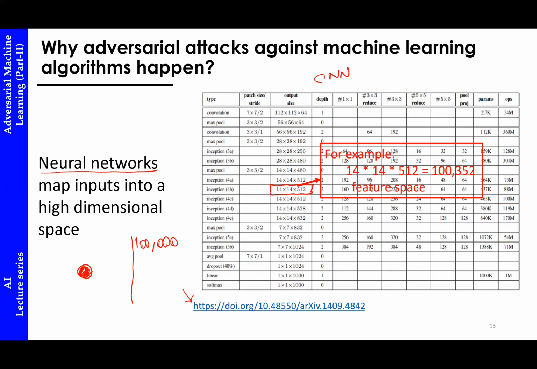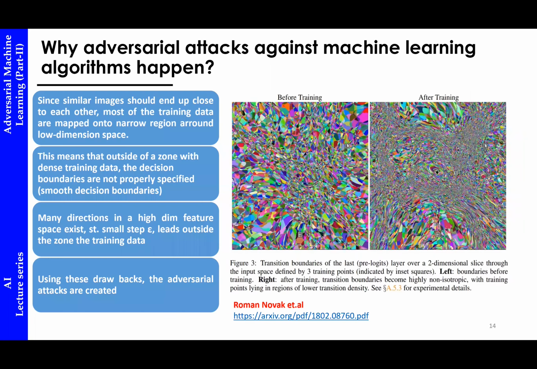Imagine, usually in the usual cases, we have more than one data. Let's say we have thousands of input data. By adding more input data, we will have more dimensions that we can move along. To give a more intuitive example, you can look at this figure, which is reported by Roman Novak et al. at this reference. Here, we have decision boundaries before training at the left and after training at the right side.